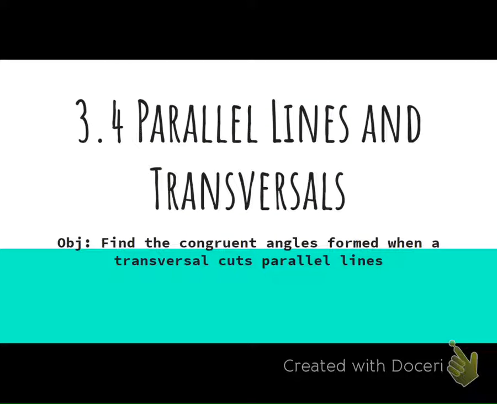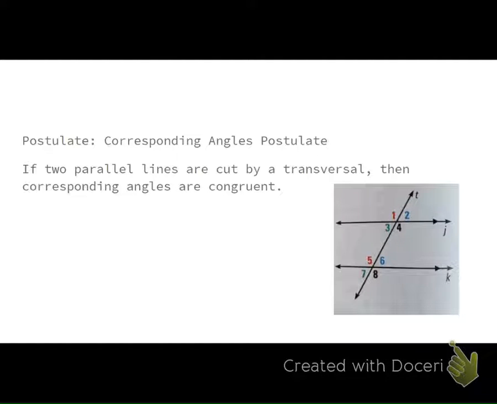Okay, so today we are talking about 3.4, parallel lines and transversals, and your objective at the top of your page is going to be to find congruent angles formed when transversals cut parallel lines. Here we had our first postulate, which was corresponding angles. So if two parallel lines are cut by a transversal, then the corresponding angles are congruent. Remember, we can identify parallel lines by the little arrows on them.